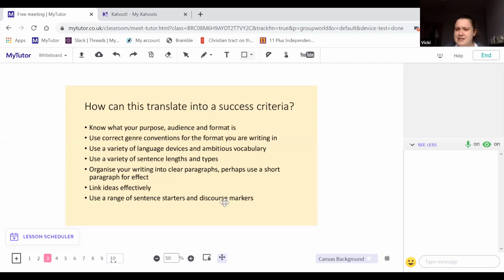Using a variety of sentence lengths and types, so using complex sentences, compound sentences, simple sentences, all of those if you can. I generally struggle to get compound sentences into mine, but that's me. Make sure you're using clear paragraphs and perhaps use a short paragraph for effect. I'm going to show you how to do that. Link all of your paragraphs and ideas together effectively and use a range of sentence starters and discourse markers.